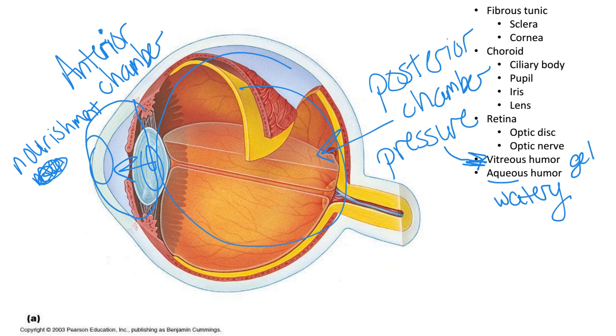It's going to fill the posterior chamber. It holds the retina in place. The pressure that it exerts on the walls on the back of the eye helps hold the retina in place so it doesn't collapse down. And this is not constantly being recycled or made. This is there from the time you are born and it lasts a lifetime.